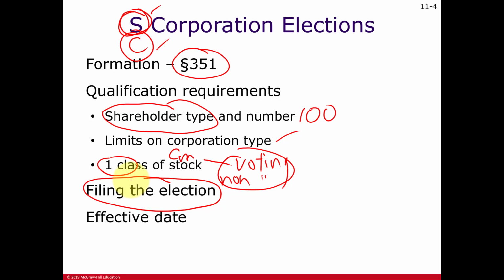Unless you want it to be effective for the current year, and we're assuming you're using a calendar year, you have to make the election by March 15th, 2.5 months into the current year. If you make an election after this date, the S election is going to be effective next year. So for the current year, you're still a C type versus an S type corporation.